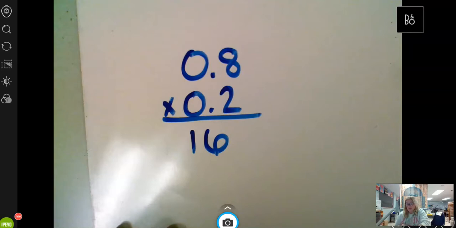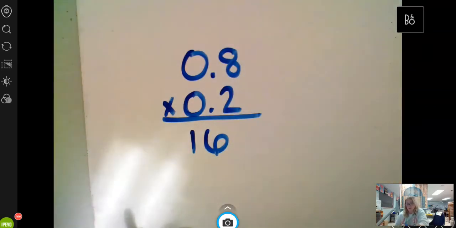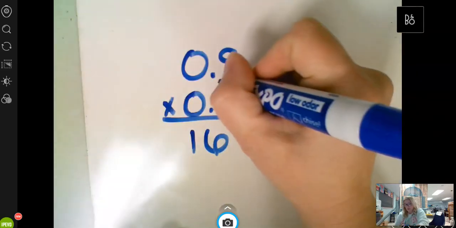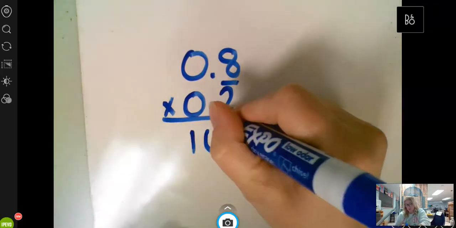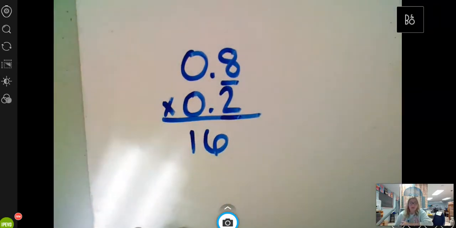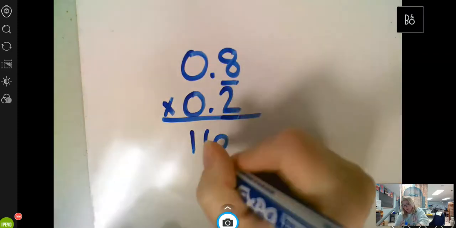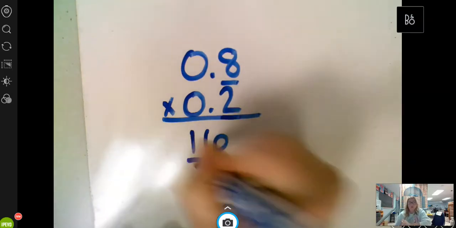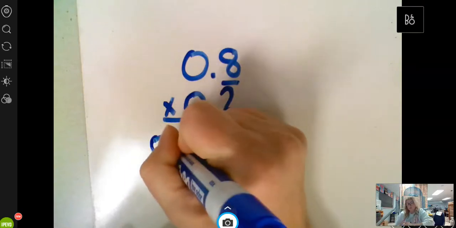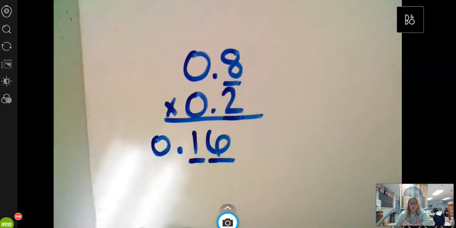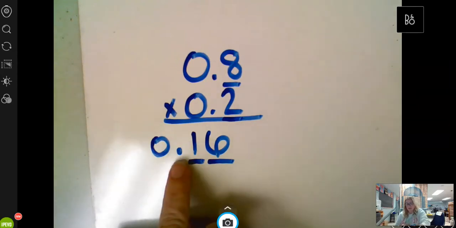Now I have to count up how many places I have after the decimal point in each of my factors. I see one place after the decimal point in 8/10, and one place after the decimal point in 2/10. 1 plus 1 is 2. So I need 2 places after the decimal point in my product. So my answer will be 0 and 16 hundredths.